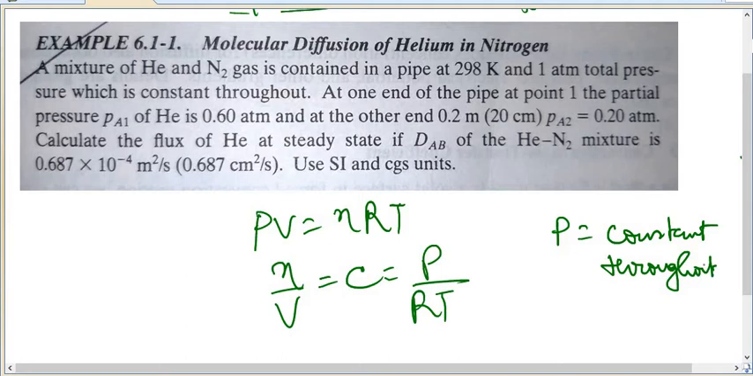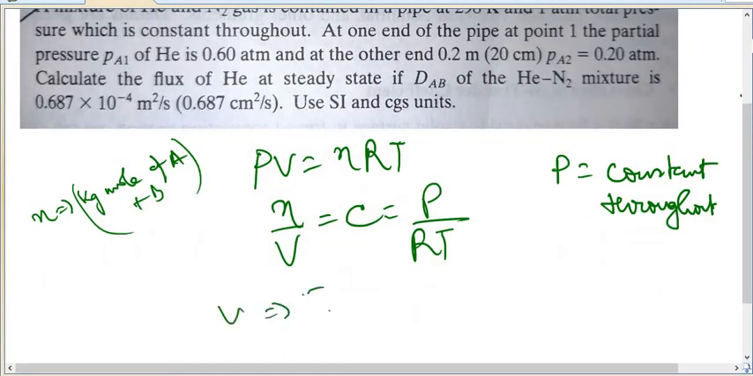Here n is the kg mole of A plus B, that is helium plus nitrogen, and V is the volume in meter cube. T is the temperature in Kelvin. R is the given value of 8314.3 meter cube Pascal divided by kg mole Kelvin. Therefore, for steady flux, Jz is constant. Also, DAB for a gas is constant.